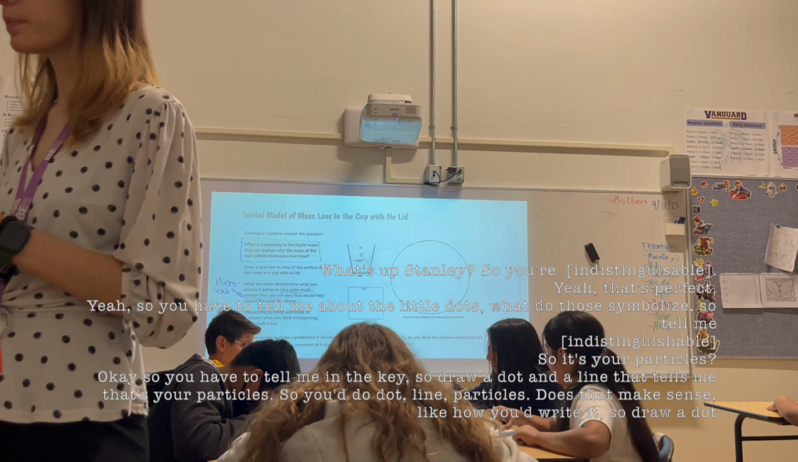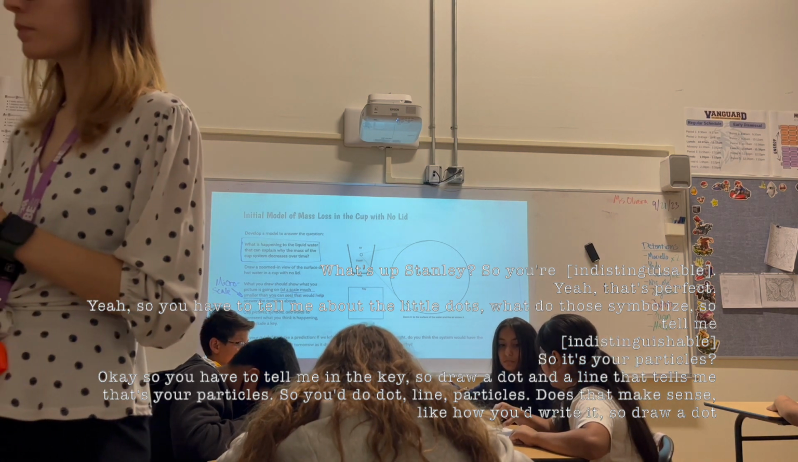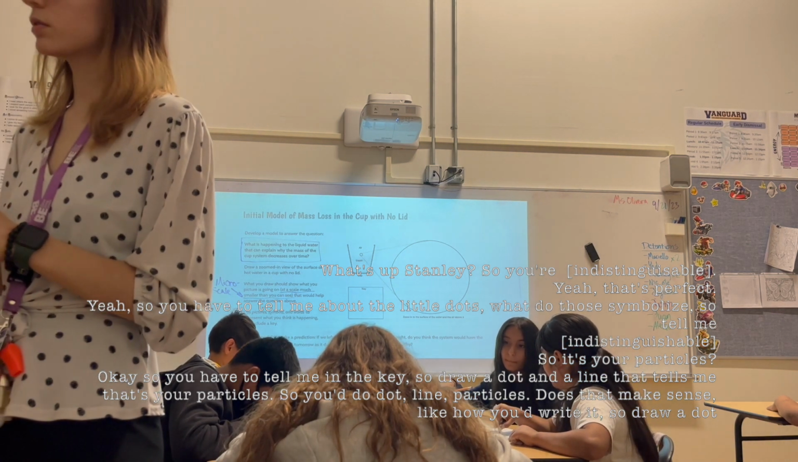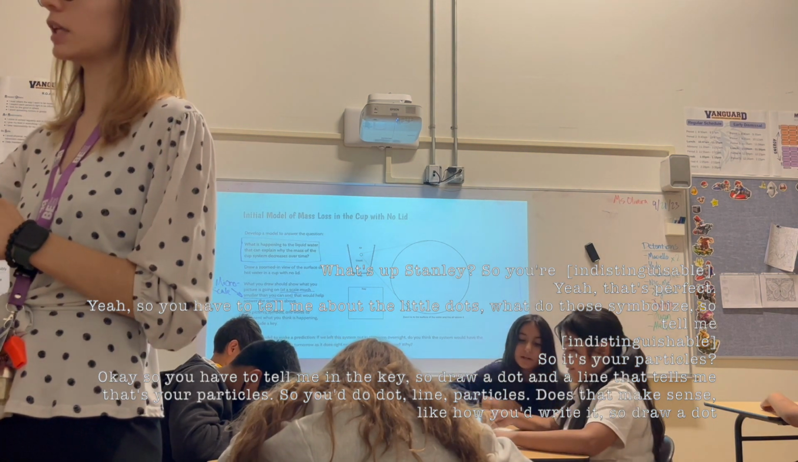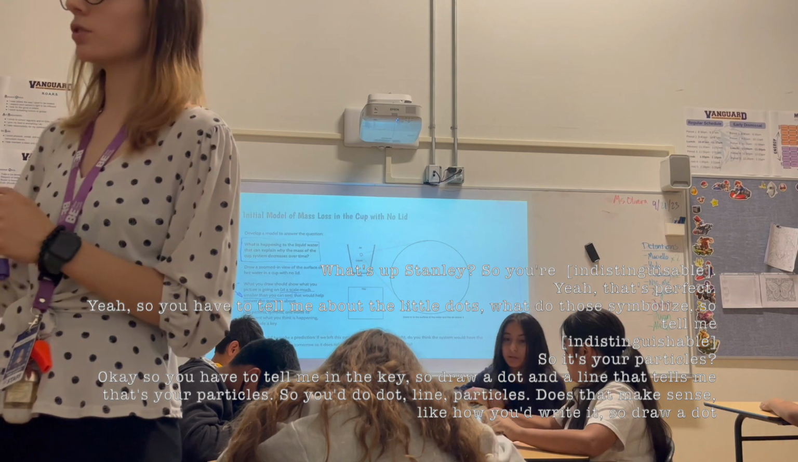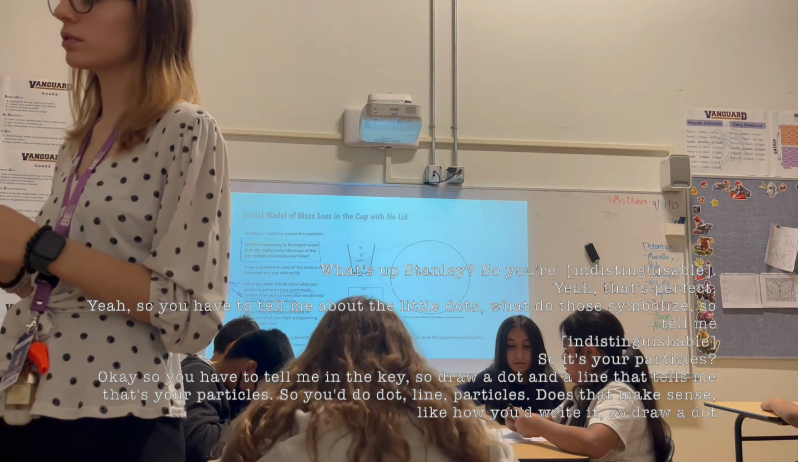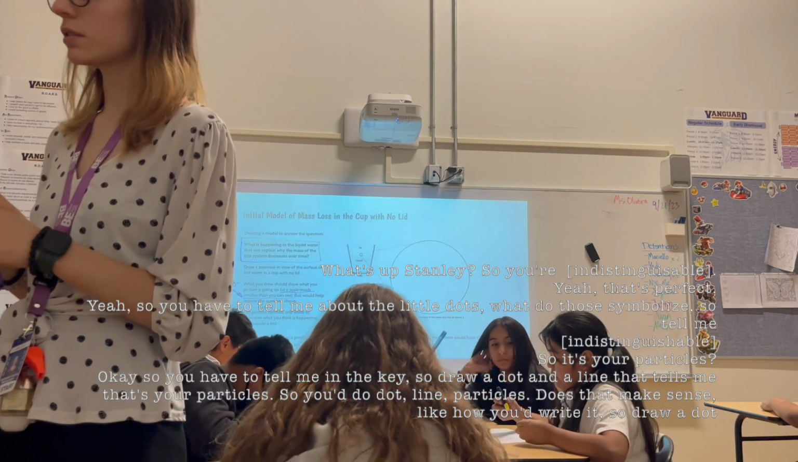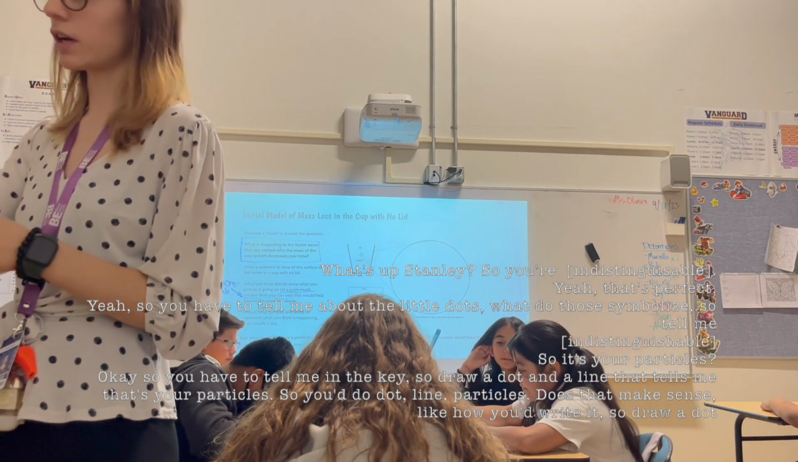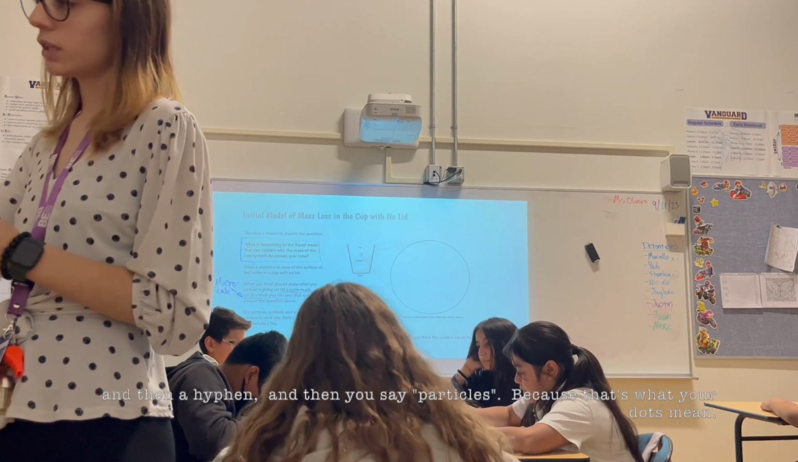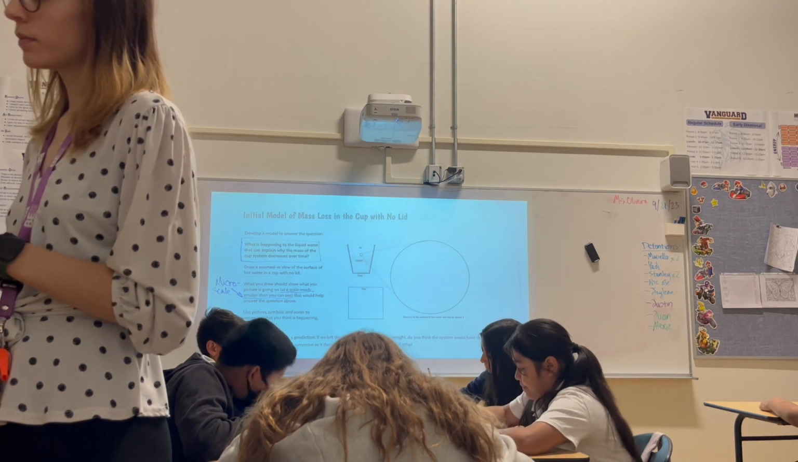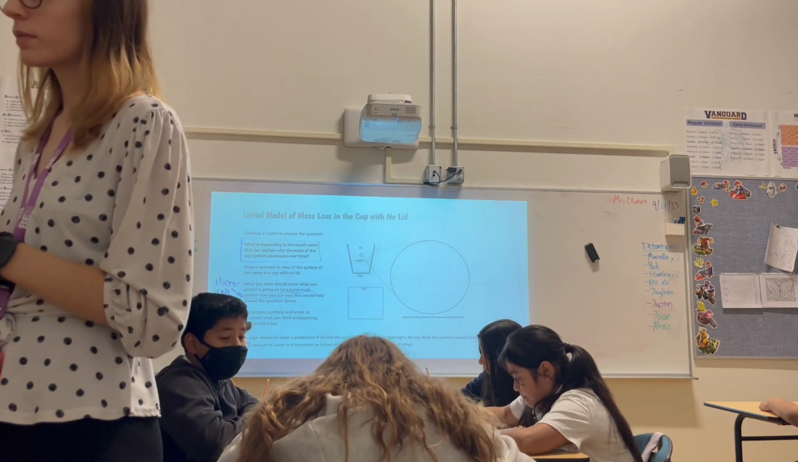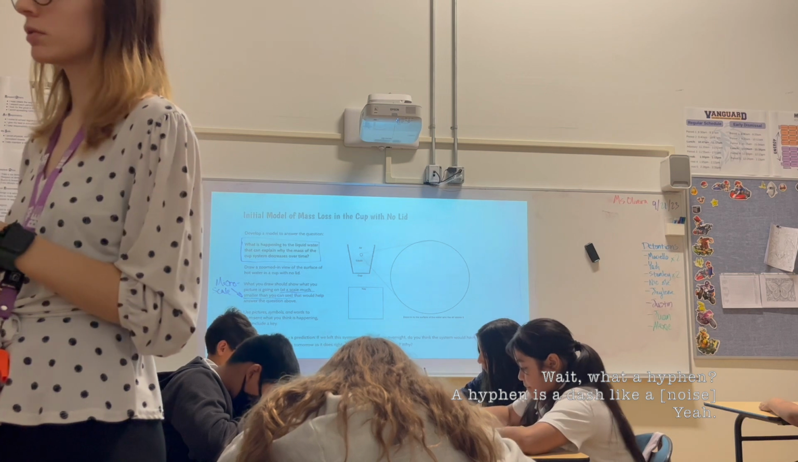What do they symbolize? So tell me that in your key. What happened? So it's your particles? Okay, so you have to tell me in the key, like draw a picture of a dot and then a line that tells me that that's your particles. So you do dot, line, particles. Does that make sense? You draw a picture of a dot and then a hyphen and then you say particles because that's what your dots mean. Wait, what's a hyphen? A hyphen is a dash.